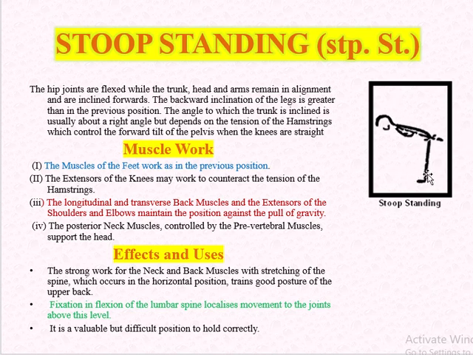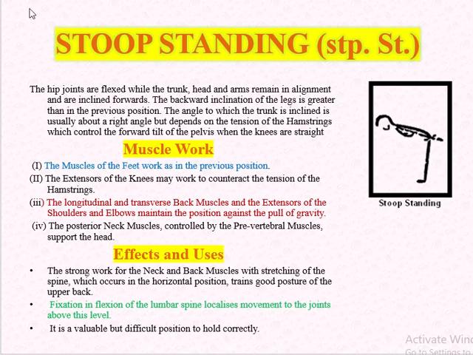The muscles of the feet work as in the previous position. Extensions of the knee may work to counterbalance tension of the hamstrings. Further, longitudinal and transverse back muscles and extensions of the shoulder and elbow maintain the position against the pull of gravity. Besides this, posterior neck muscles controlled by the prevertebral muscles support the head in alignment.